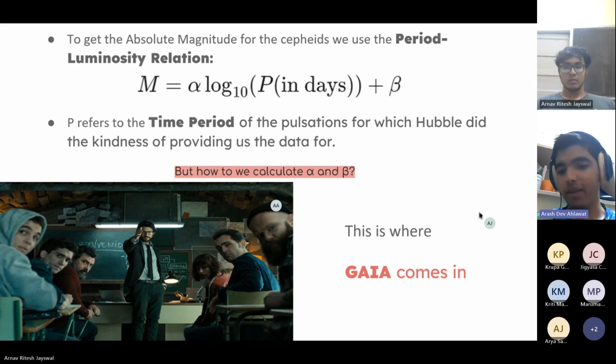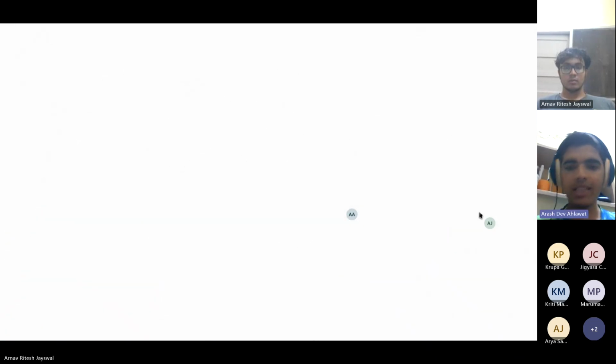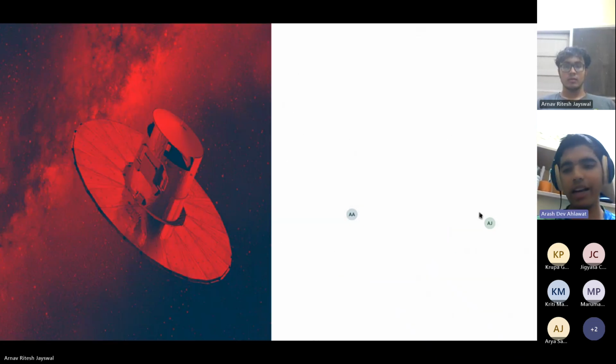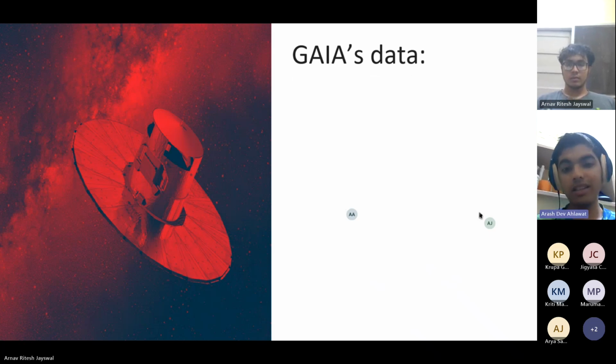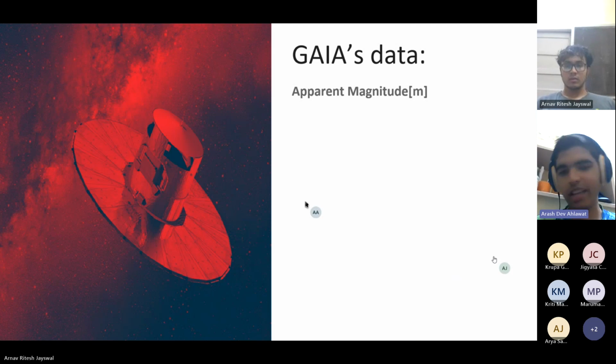This is where Gaia comes in. Gaia was a telescope which was launched in the 2000s, which has helped us gain massive data about our galaxy. Massive amounts. It has really helped us. So we'll see how Gaia helps us figure out this data. That's a red tinted image of data. It looks cool, at least I think so. That's why I put it in the slide.